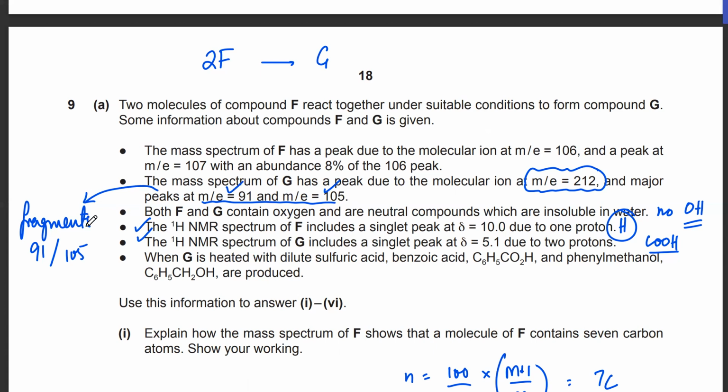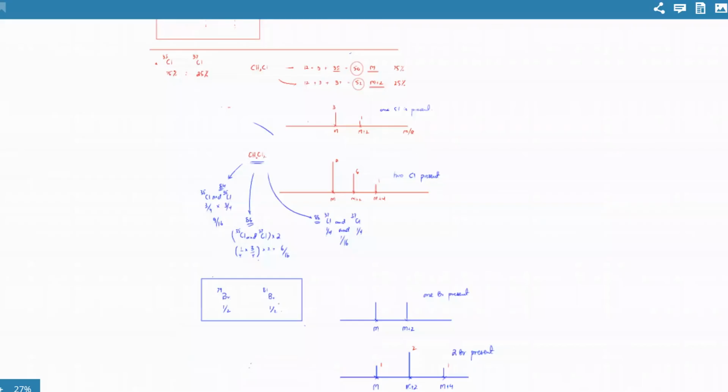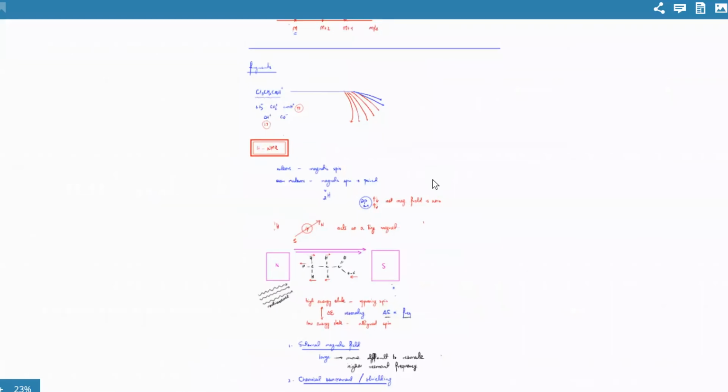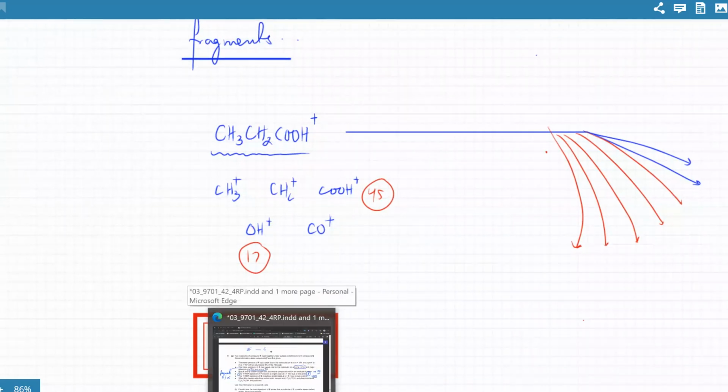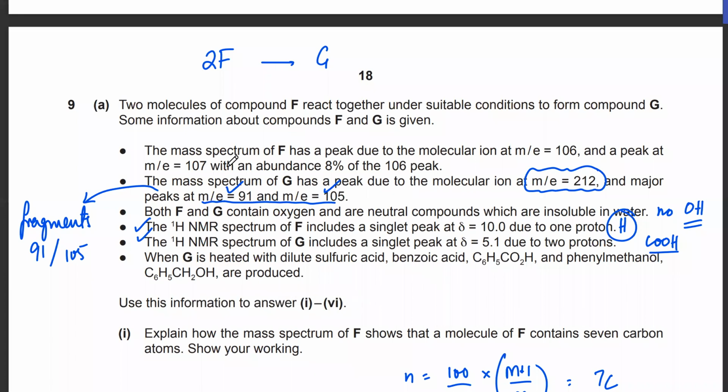So these were fragments, I told you. Let me just quickly revise. When you do mass spectroscopy, you not only get big peaks, but you also get these tiny fragments. And he's asking us to identify one of these fragments, the one at 91. And he says both F and G contain oxygen and are neutral compounds which are soluble in water.